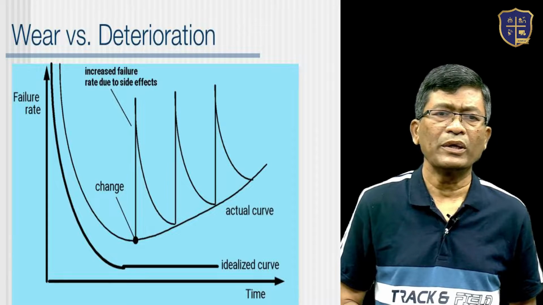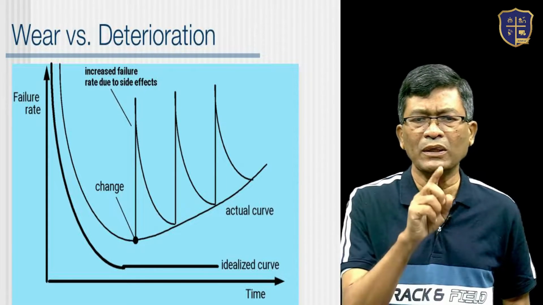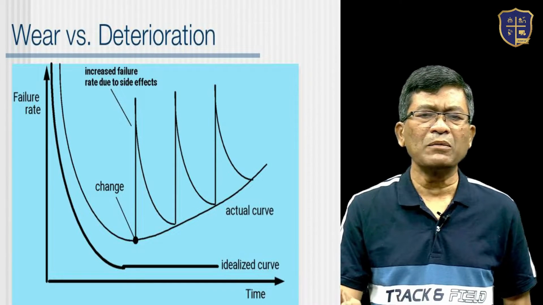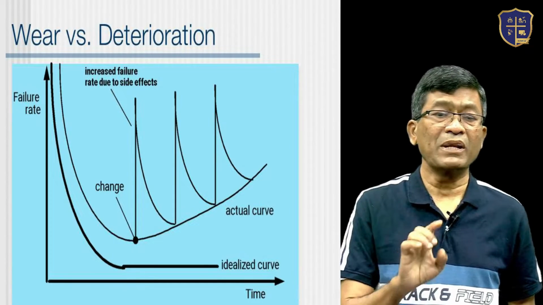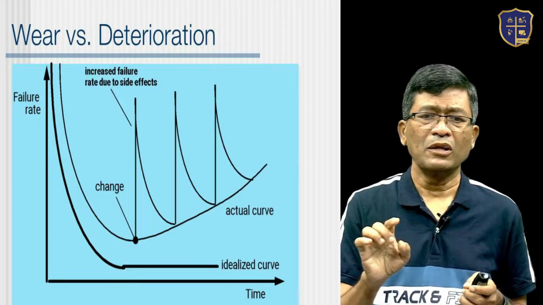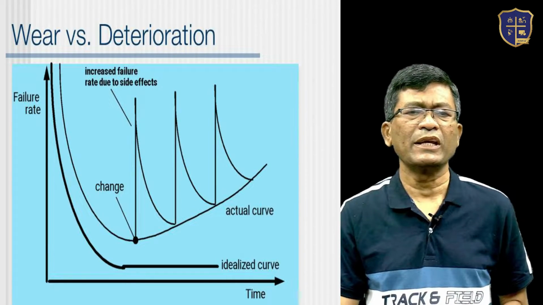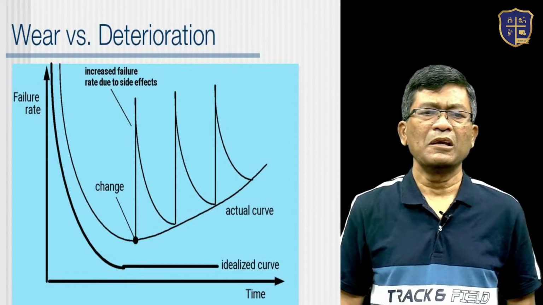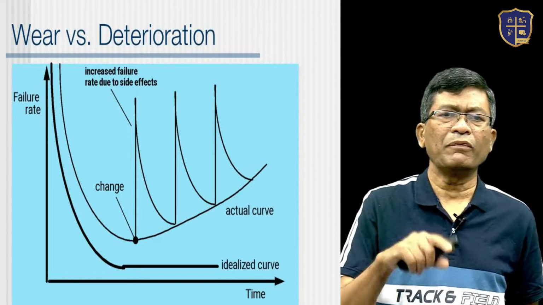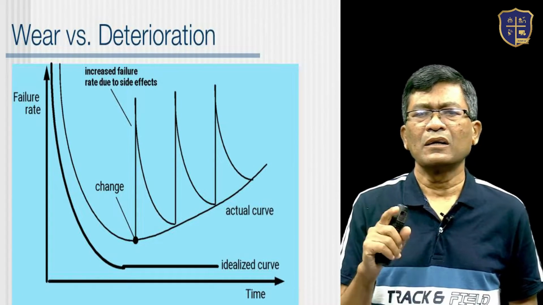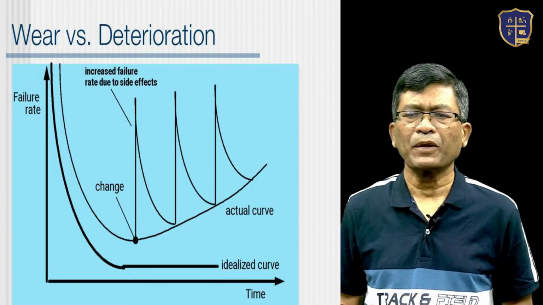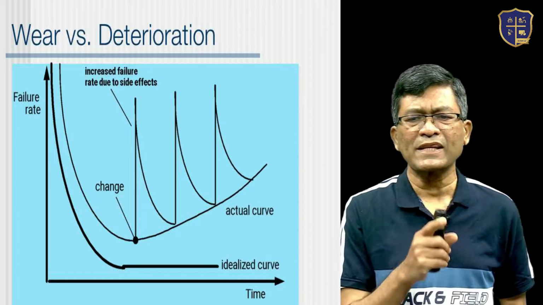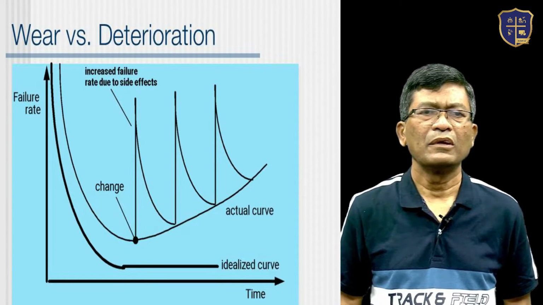It's not so in software. You look at the curve, it is like a bucket; for software it becomes perfect, whereas in the hardware it's a bucket. Here it just, over a period of time, there are no failures, but due to the changes we find that there is an increased failure rate due to the side effects that we have. So the actual curve is not the same as the ideal curve.